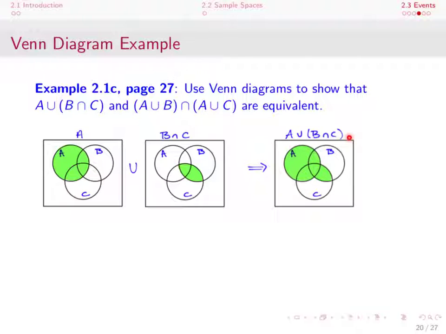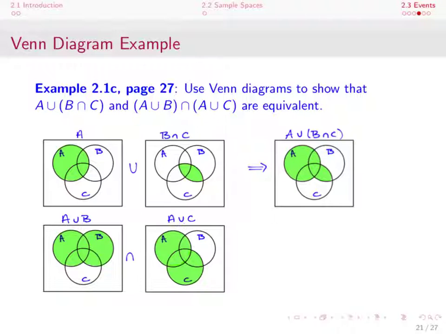So now our argument is to show that that's equivalent to this second statement, which is the intersection of A union B and A union C. So we'll start again with two separate Venn diagrams, the first of which represents the union of A and B, the second of which represents the union of A and C, and we're looking for the intersection of these two Venn diagrams. So that means we're looking to shade in our final picture only the regions that are shaded in both of these two here.